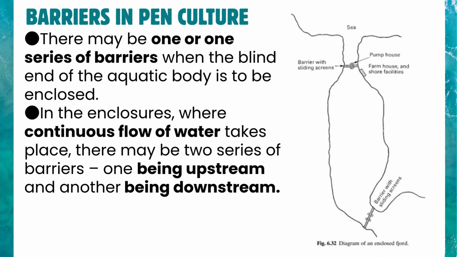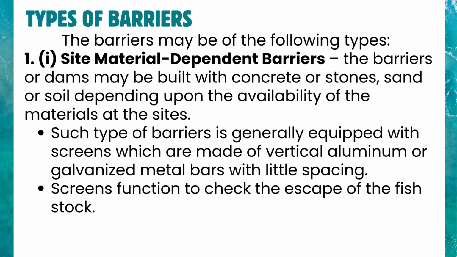There may be one series of barriers when the blind end of the aquatic body is to be enclosed. In the enclosures, where continuous flow of water takes place, there may be 2 series of barriers, one being upstream and another being downstream. Types of barriers.